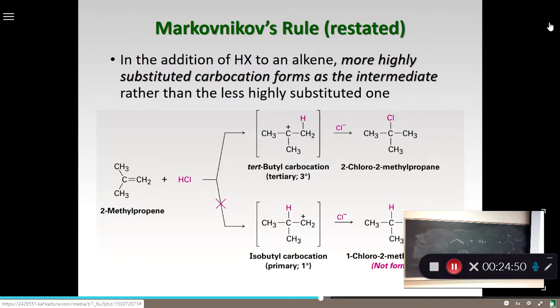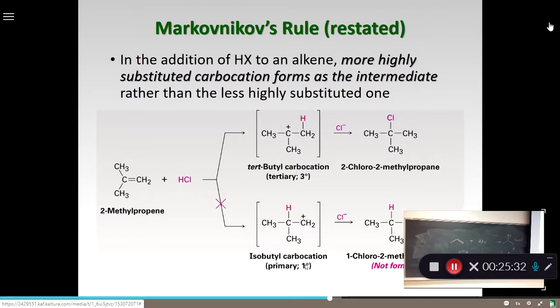So let's take a look at this example that you have in your slide. The one on the top, this is the intermediate that you get. Of course this carbocation has 3 alkyl substituents, right? So it has 3 CH3 groups, so it is highly substituted. But if you take a look at the reaction that never happens, basically this is your carbocation where you only have 1 substituent. In the previous one you had 3 substituents on the carbocation, but in here you only have 1 substituent and then 2 hydrogens. So this one is much less stable. We call it a primary carbocation.